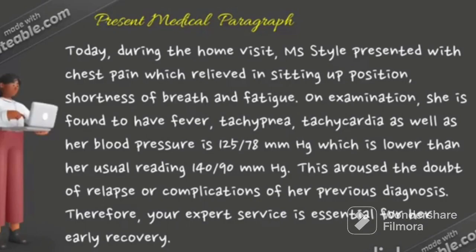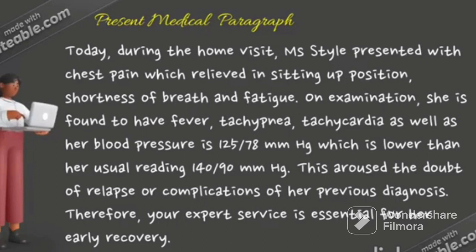Next, we will move to the present medical history paragraph. So, in this paragraph, we are going to write how the patient presented at the time of home visit, what all the complaints were, what she did, and why she is suspecting things like that. So, this is the important content. So, here we will see what all things we have seen during the home visit.